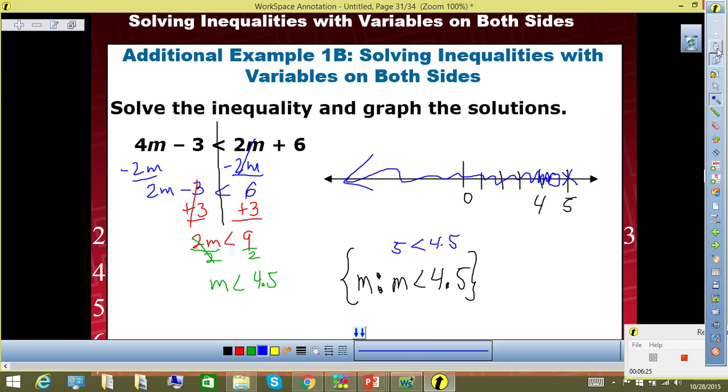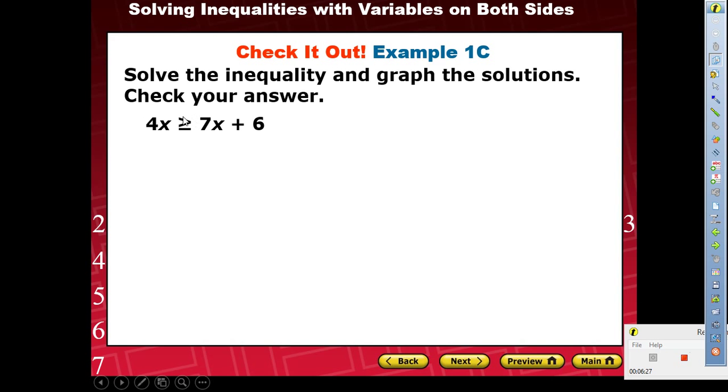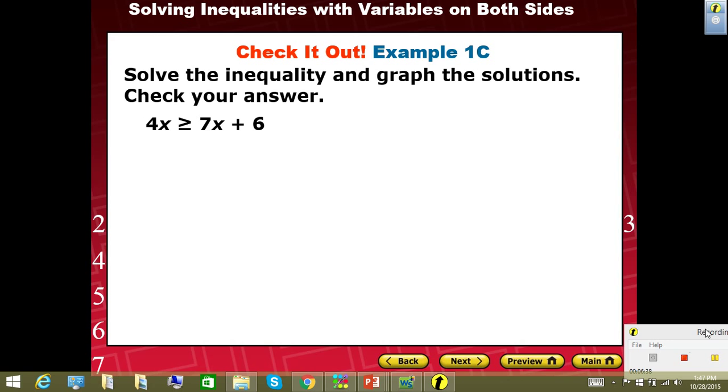Do the next one by yourself. Example 1C. 4x greater than or equal to 7x plus 6. Solve. Write your solution set and graph. You have 30 seconds. Go.